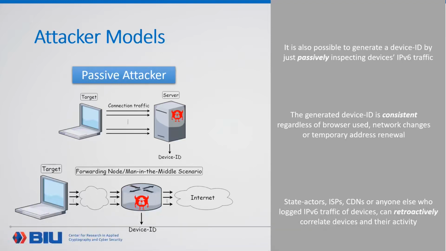And again, because the generated device ID would be based on the static hash key, we get a consistent device ID regardless of browser use, network changes, or temporary address renewals. In addition, this method may also allow retroactive correlation of devices and their activity.